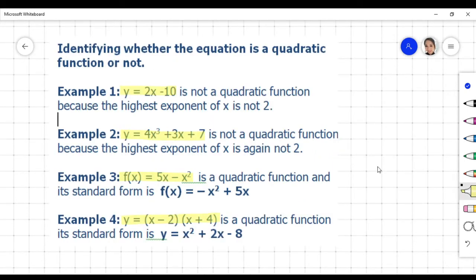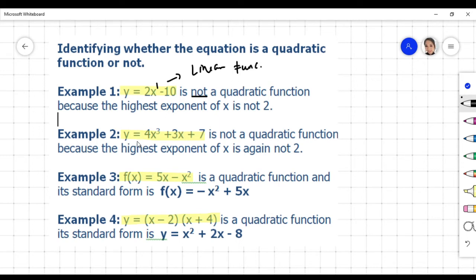Identify whether the equation is a quadratic function or not. For the first example, we have y is equal to 2x minus 10. Obviously that is not a quadratic function, because remember that the highest exponent of our function should be 2. The highest exponent of our x here is 1. So this is not a quadratic function, but this is actually an example of a linear function.